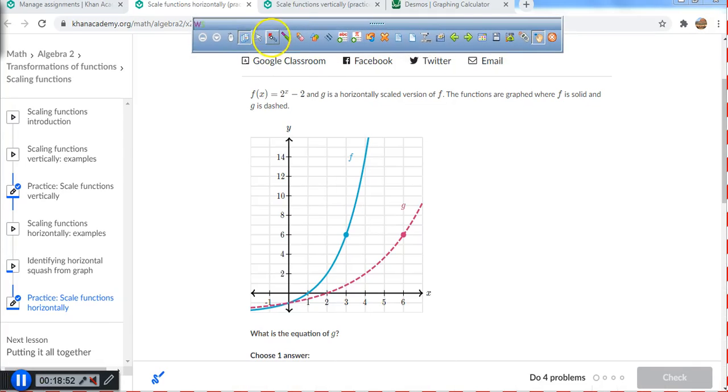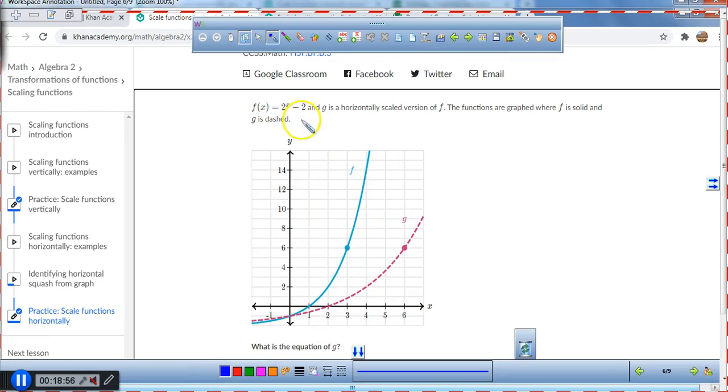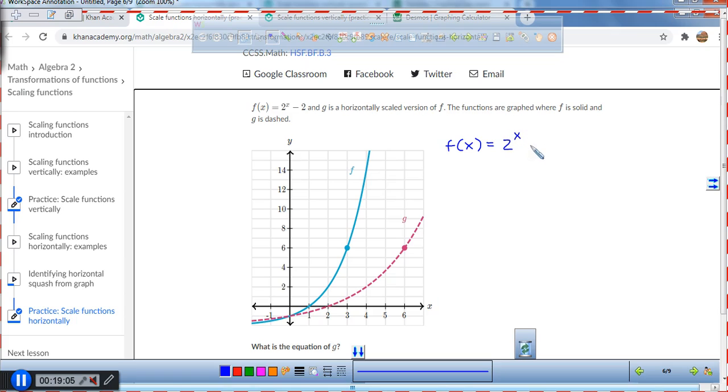All right, so here we have a couple of exponential functions. It says f of x, I'm just going to write it. Since it's blue, I'll write it in blue, equals 2 to the power of x minus 2. And then we have function g over here. It says g is a horizontally scaled version of f. The functions are graphed where f is solid. Okay, g is dashed. It says what is the equation of g? So all I'm going to do, see how they gave us our 2 points here? They gave us our 2 points.